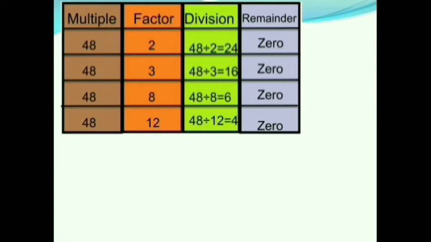By seeing this table, we can conclude that a number is a factor of the given number if it divides the given number completely, leaving 0 as remainder.